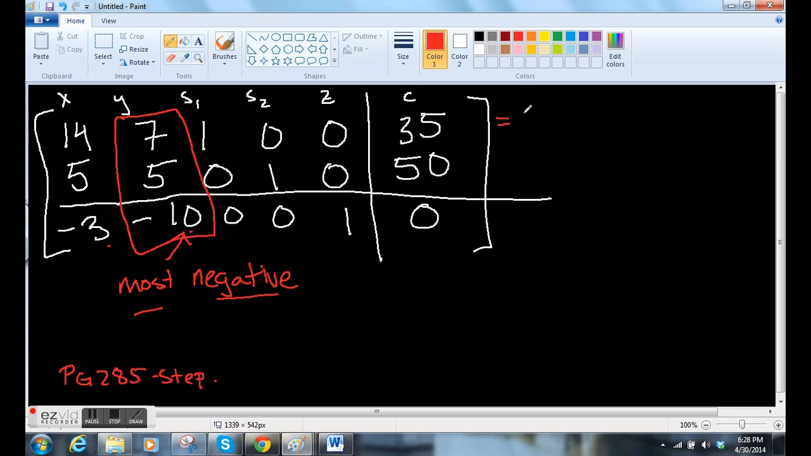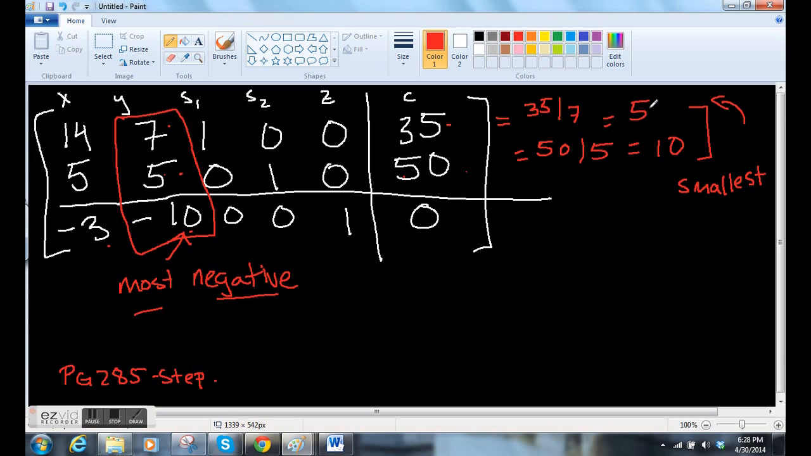Here's what you do after that. Take 35 divided by 7, which equals 5, and then 50 divided by 5, which is 10. It's like a rock, paper, scissors to see who gets to start. You look for the smallest one, and the smallest gets to start. So 5 wins, and that tells us this 7 is going to be our pivot point.